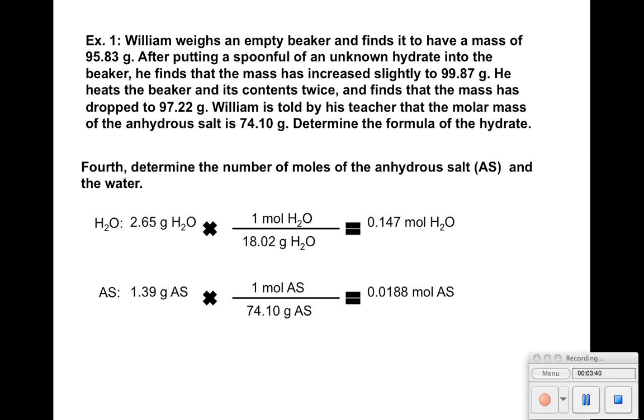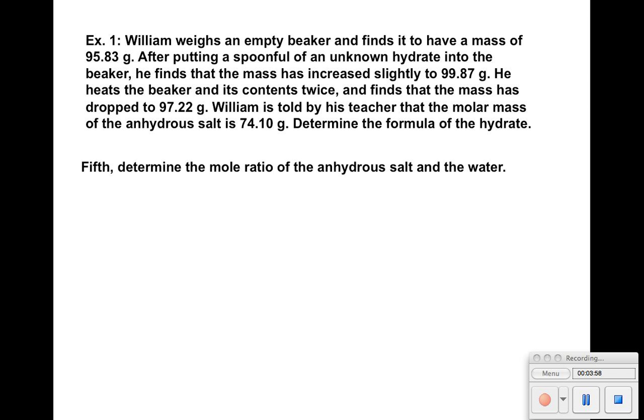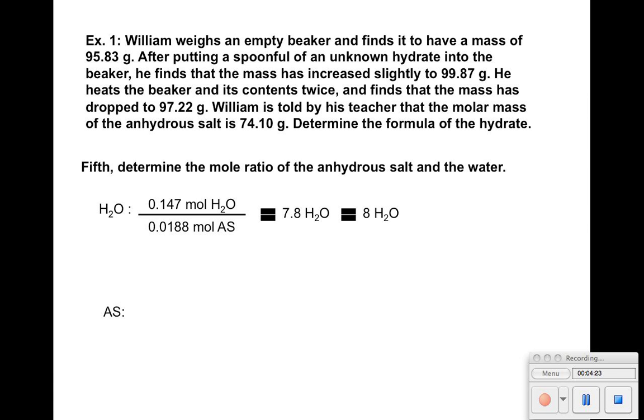Now, this is going to look very similar to you. This looks exactly like an empirical formula problem. So what we're going to do next is divide by the smallest number. The moles of anhydrous salt is smaller than the moles of water. We're going to determine the mole ratio of the anhydrous salt and the water. So we have 0.147 moles, and we're going to divide by the smaller number, which is the moles of anhydrous salt, the 0.0188 moles. And then we get a value that is 7.8 waters. That's close enough in my book that we can round that to about 8 total waters.